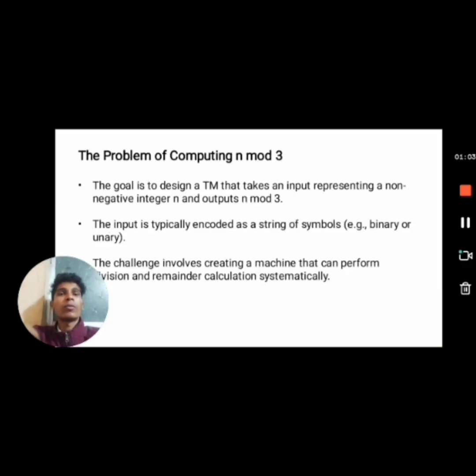The problem of computing n mod 3. The goal is to design a Turing machine that takes an input representing a non-negative integer n and outputs n mod 3. The input is typically encoded as a string of symbols, binary or unary. The challenge involves a machine that can perform division and remainder calculation.